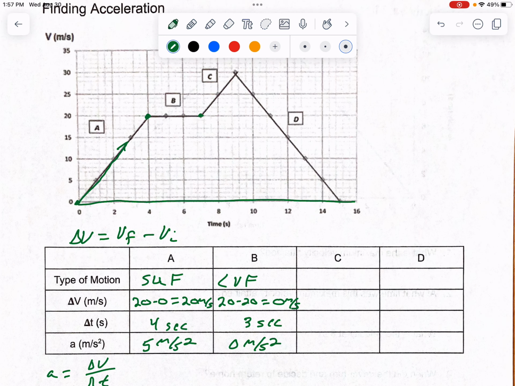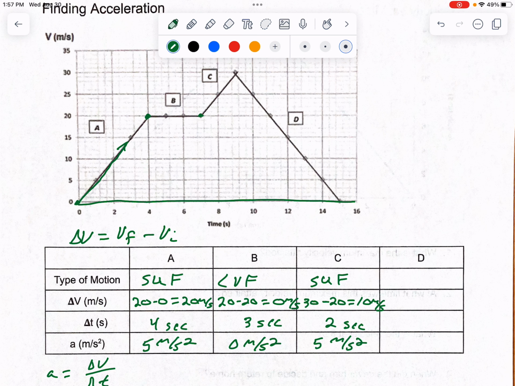Then C, looks like we're speeding up again. We're going away from 0, so speeding up forward. My final velocity was 30, minus your initial velocity, which is 20. So 30 minus 20 gives you 10 meters per second. How long did it take? It looks like we went from 7 to 9 seconds, so that would be 2 seconds. So 10 divided by 2 is going to give me 5 meters per second squared.